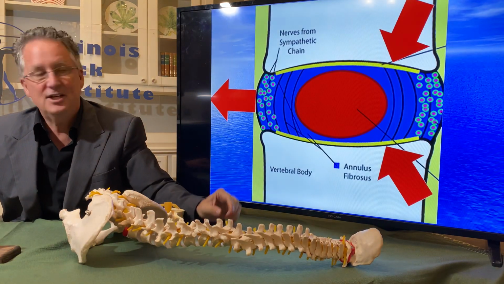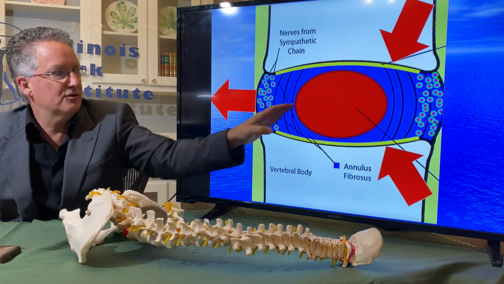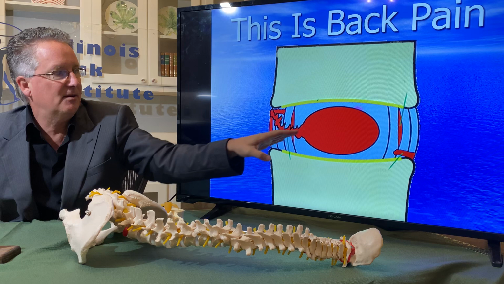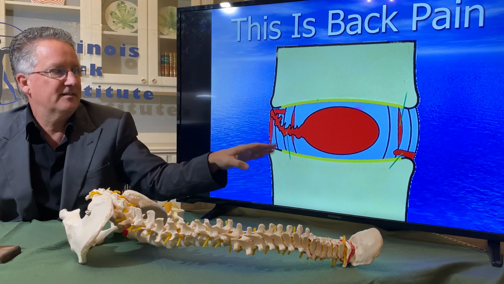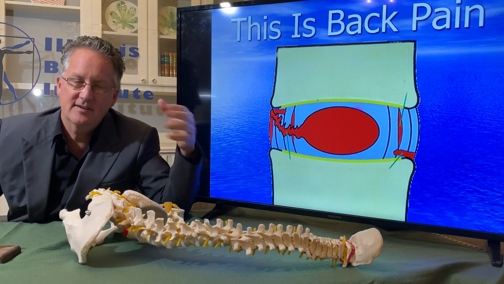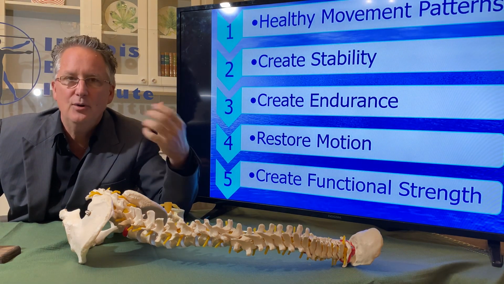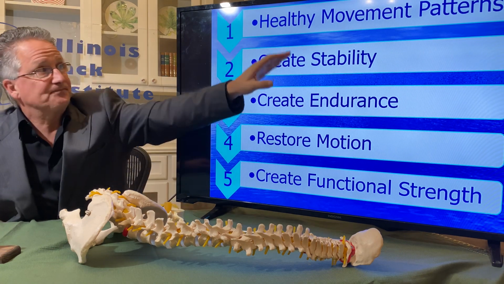But when the curvature is bad, it overloads the disc, starts to push out, and you develop that little tear, you develop the bulge, you develop the herniation, you develop all these different things, and that by its very nature creates an instability. So what do you do to fix it?